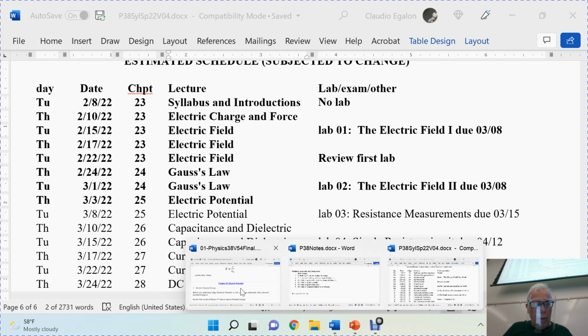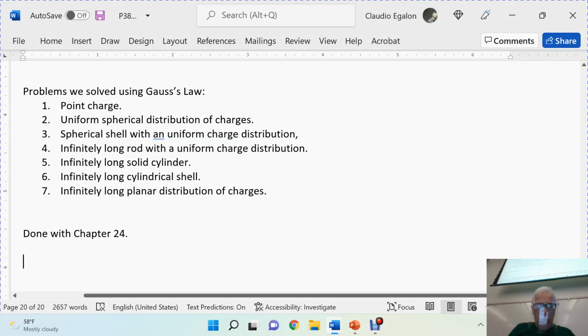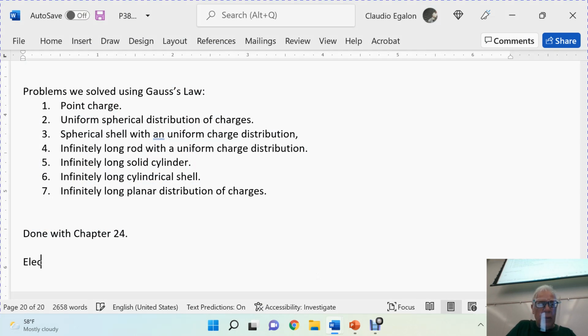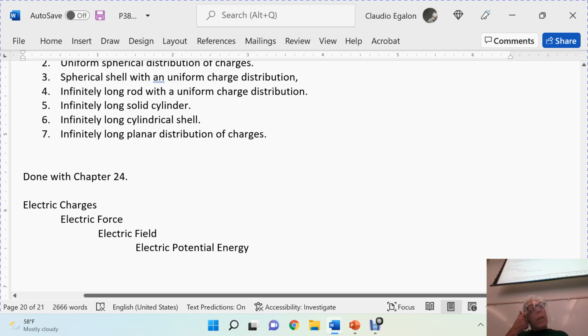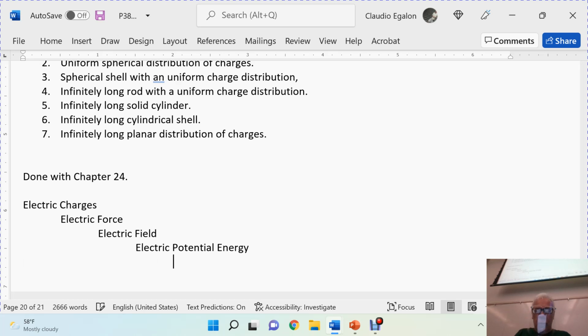Summary again. I like to keep on going back to those summaries. So here you go. Done with chapter 24, right? So what did we do? Electric charges, right? Then we did electric force. Then we did electric field. That's what we did so far. And now we are going to talk about electric potential energy. And after talking about electric potential energy, we are going to talk about the electric potential.